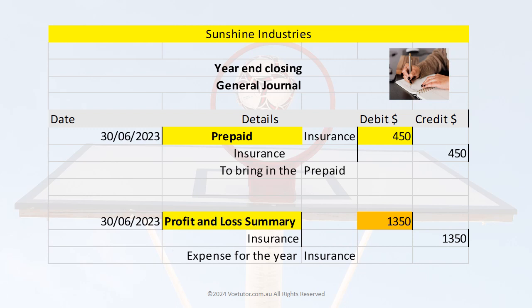Profit and loss account is a revenue or expense account. When it is on the credit, it's a revenue. When it's on the debit, it's an expense. And here, insurance is the expense we are transferring to profit and loss to find out the profit made or loss.